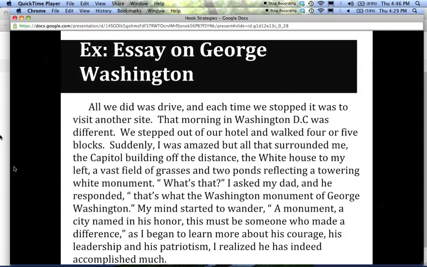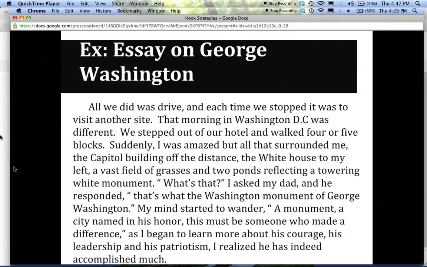So student writes, all we did was drive, and each time we stopped, it was to visit another site. That morning in Washington, D.C. was different. We stepped out of our hotel and walked 4 or 5 blocks. Suddenly, I was amazed by all that surrounded me. The Capitol building off in the distance, the White House to my left, a vast field of grasses and 2 ponds reflecting a towering white monument. What's that? I asked my dad, and he responded, that's the Washington Monument of George Washington.